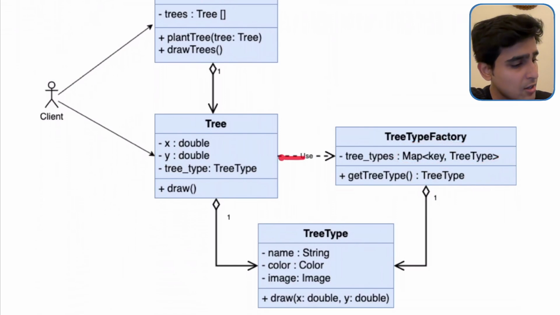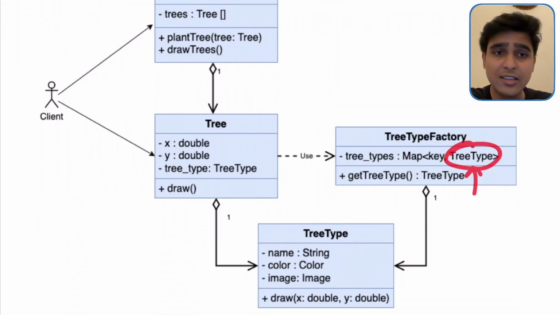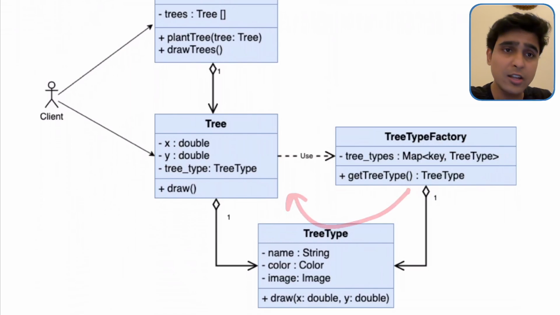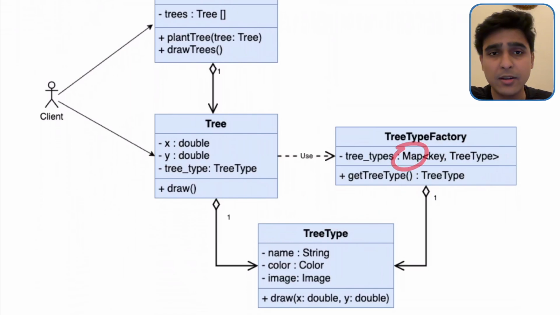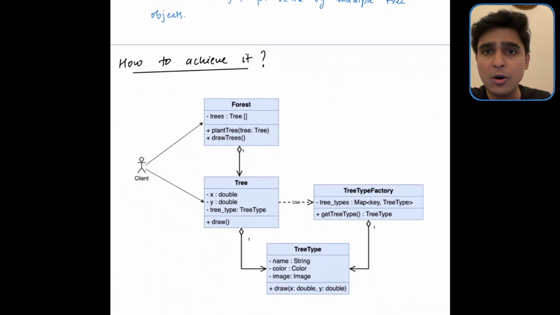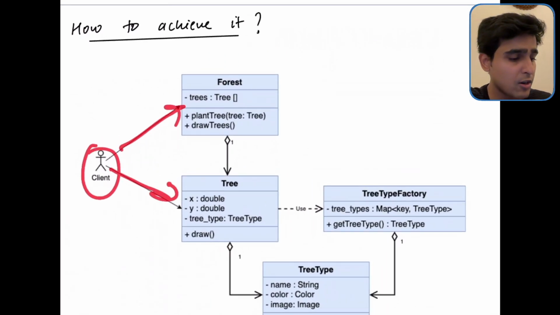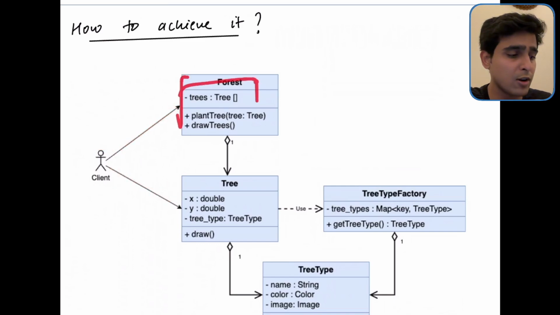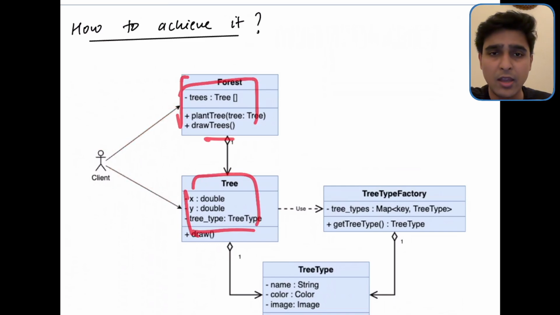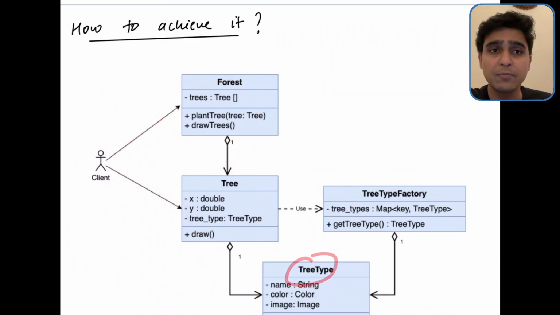The tree will use this factory, with its function called get tree type. If that tree type does not exist, the factory will create that tree type and return it, and if it already exists in the map, it will reuse it. We will see it in the code, but this is briefly how it is done. The client only interacts with either the forest or the tree. So the client can create a forest or create a tree, and internally we have a flyweight object as a tree type.